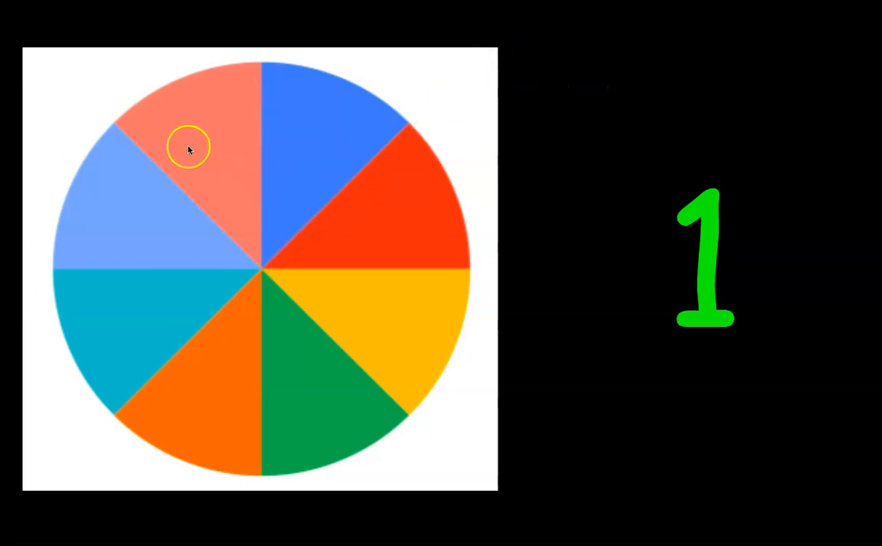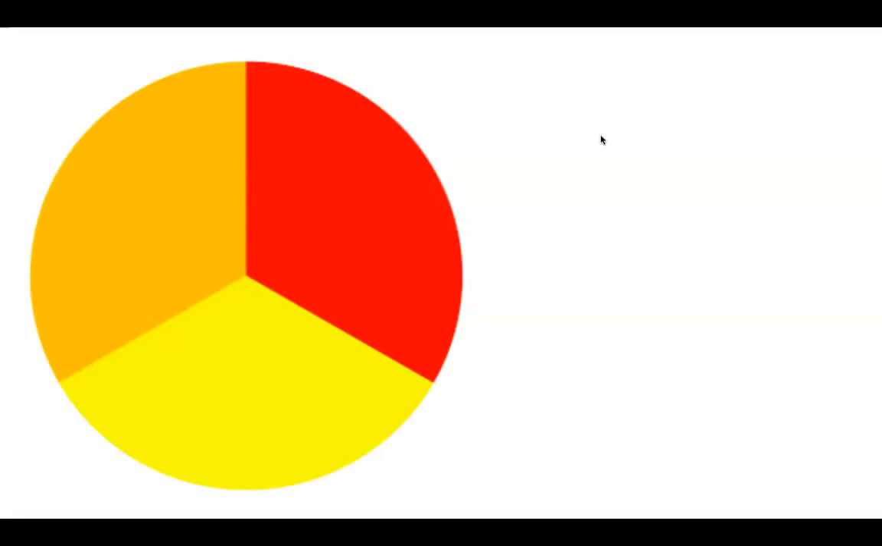This pizza in the fractions world represents the number 1. So there's an 8th, an 8th, an 8th, an 8th, an 8th, altogether 8 eighths, 1. So that's what we're going to look at as far as the pizza story is concerned. I haven't told you the pizza story yet. We'll get there. Let's have a look at this pizza here.